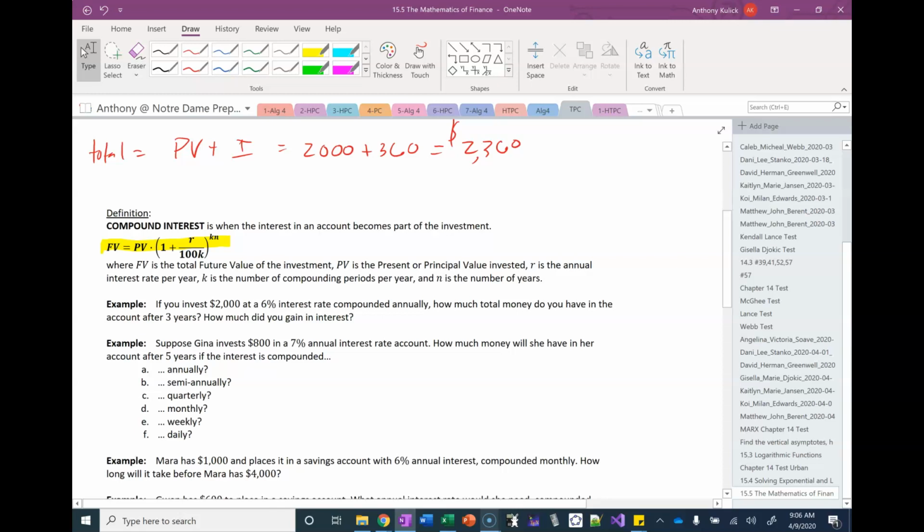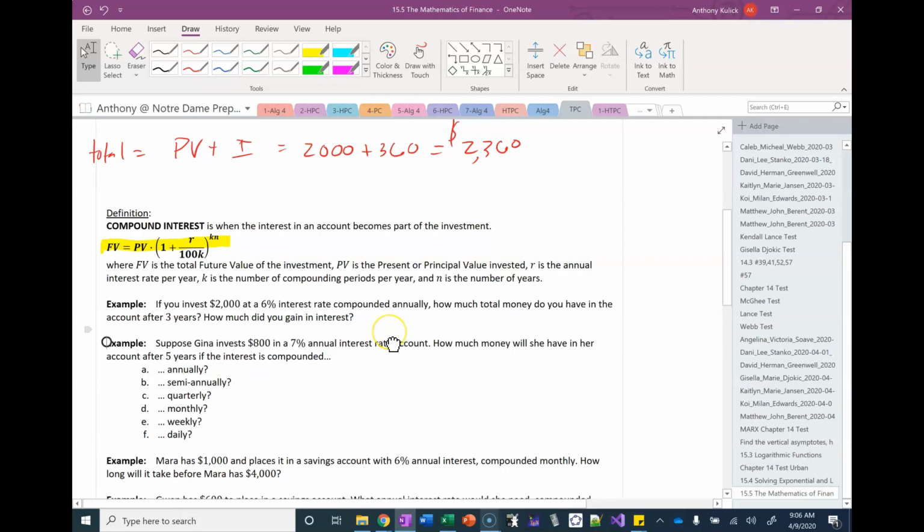So the formula for compound interest is FV equals PV times (1 plus R over 100K) to the Kn, where FV is the future value of the investment, PV is the present value, or sometimes in investments we call that initial investment the principal. R is the annual interest rate written as a percentage. K is the number of compounding periods per year, and N is the number of years.